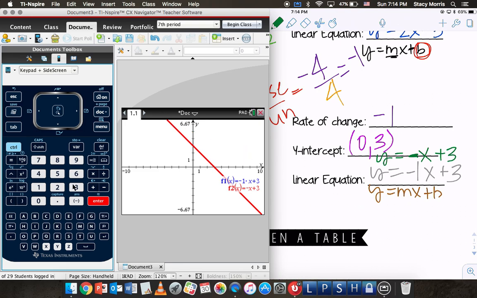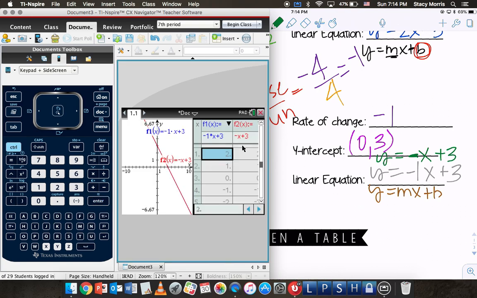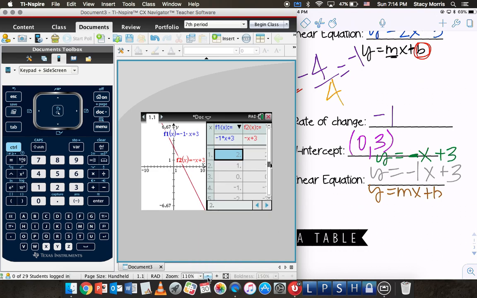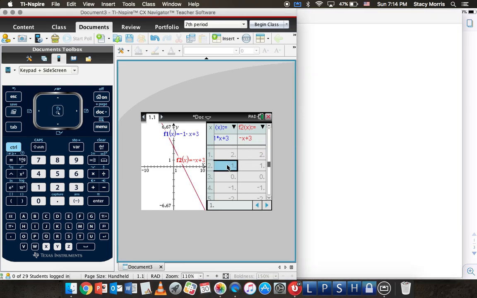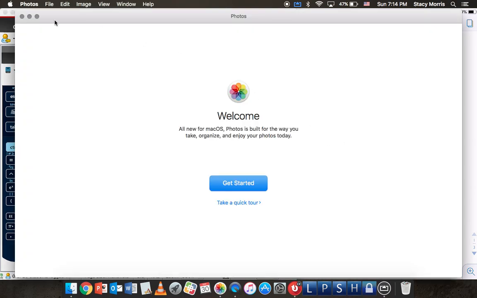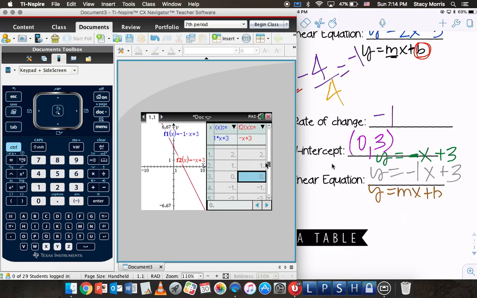They're the same line. You can even go to the table. So to get to the table again, Control T, and you can see, let me spread this out just a little bit. You can see that these tables are the exact same. So right here where I have x is 1, the first one is 2, the second one is also 2. So right there 2, 2, 1, 1, 3, 0, 0, 4, negative 1, negative 1. So they're the exact same. Okay. So just a way that you can see that those are the exact same. Okay. All right, let's look at the next one.